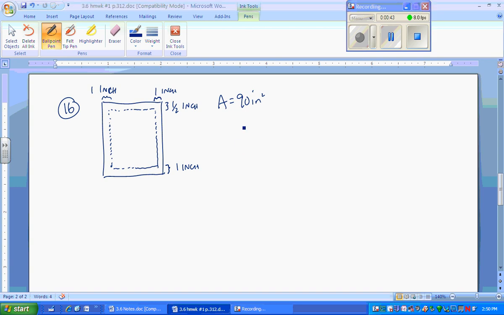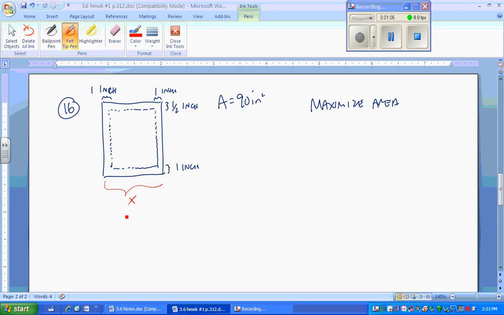We're supposed to find the dimensions of the page that will allow the largest printed area. So we're trying to maximize the printed area of the page, so this rectangle on the inside.